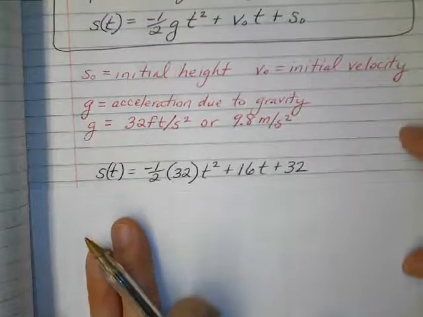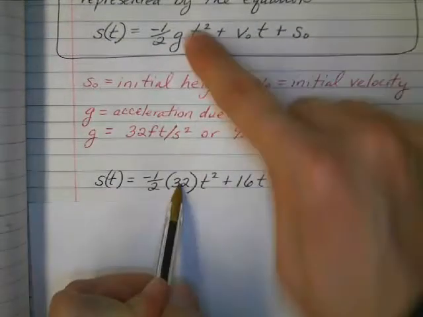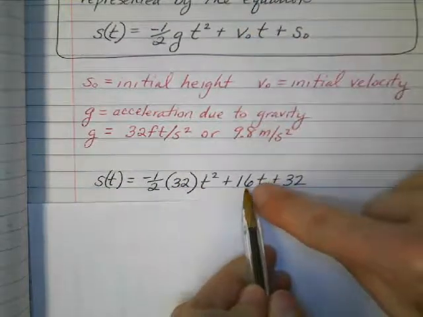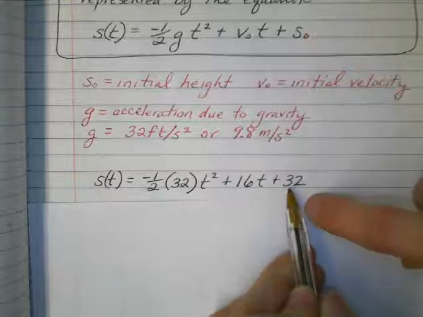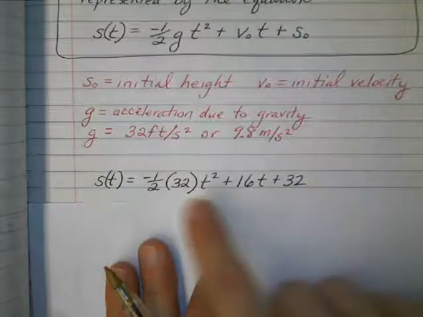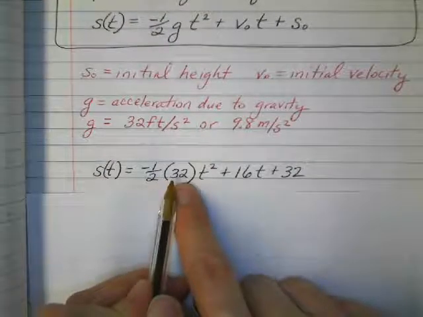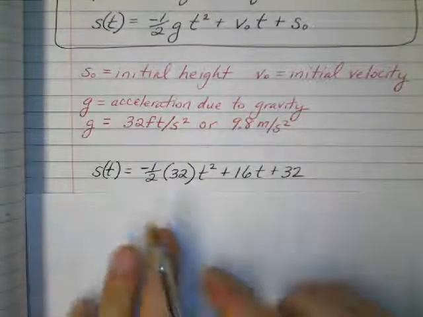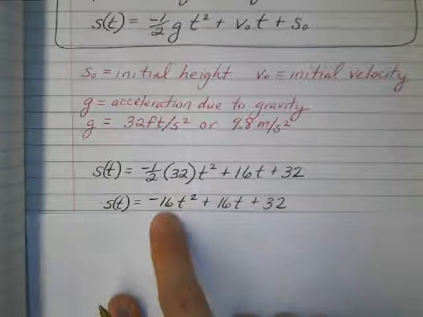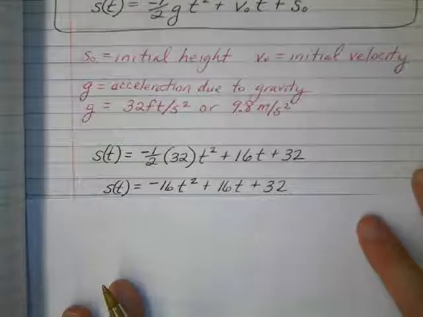So I did that here. The 32 goes for the gravity, and the initial velocity, they said, was 16. And the initial position, the diving board was 32 feet up when he started. So you can clean this up a little bit. You can take -1/2 times 32 right at the beginning. So that will be -16t squared plus 16t plus 32.